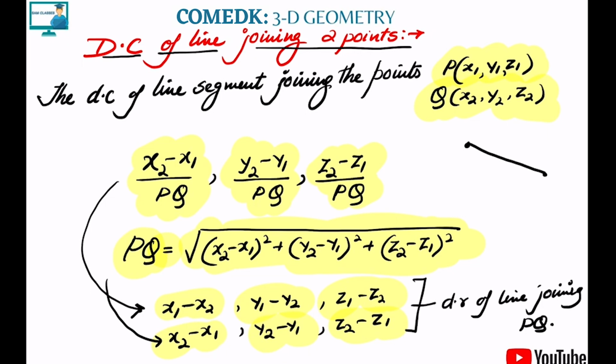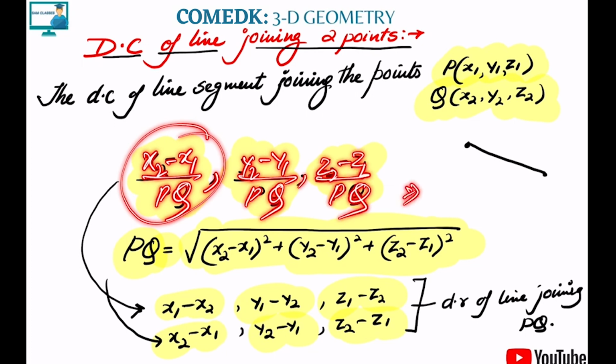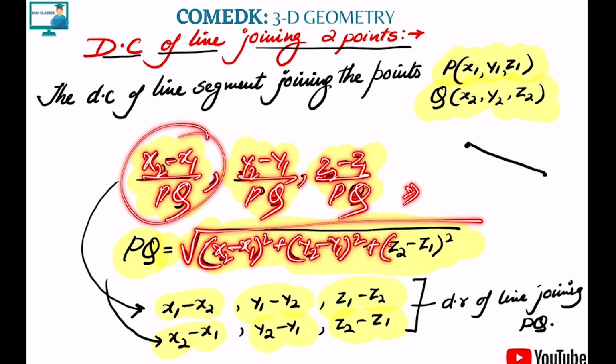So in that case, what will be the direction cosines? x2 minus x1 by PQ, meaning the magnitude of the vector, y2 minus y1 by PQ, and that is equal to z2 minus z1 by PQ. Now you'll say, sir, what about the magnitude? Magnitude is very simple. Root under of what? Just the distance formula: x2 minus x1 whole square, plus y2 minus y1 whole square, plus z2 minus z1 whole square.